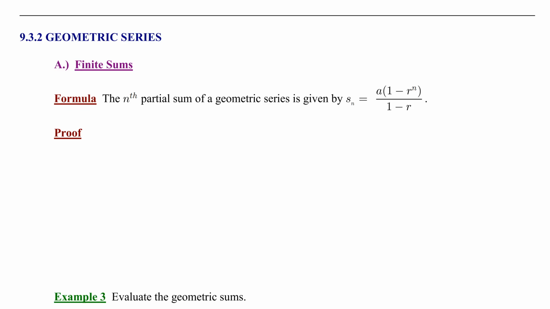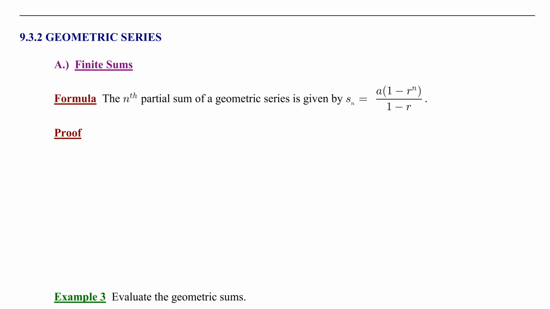The goal of section 9.3 is to understand the relationship between a sequence and a series. We have learned that the value of a series is equal to the limit of the sequence of partial sums. We will now apply these concepts to a specific example, the geometric series.